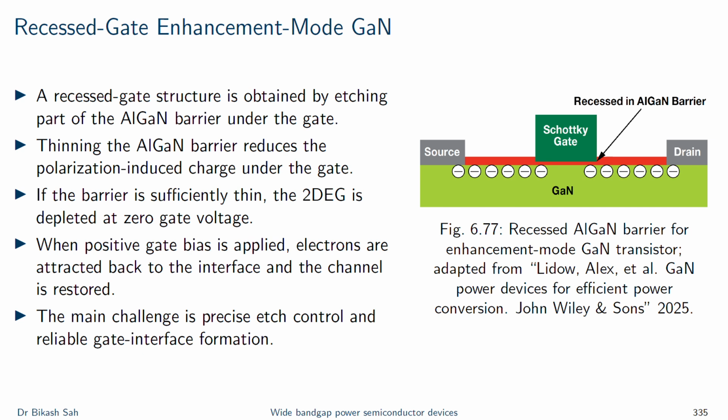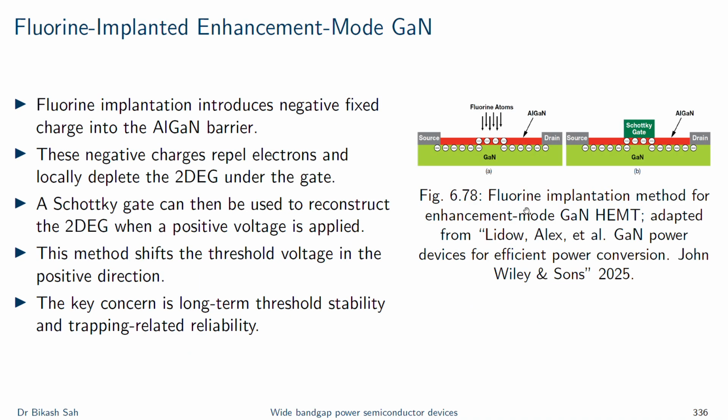The advantage is that the normally off behavior can be achieved in a compact single chip device. The challenge is still the precision, right? So the manufacturing challenge comes in there. If the recess is too shallow, the device may remain normally on. If it is too deep, you may damage it, or mobility would decrease, or the leakage would increase, and the reliability of the system itself may be under challenge. Therefore, recessed GaN is a good example of a structure where nanometer scale fabrication control directly determines the behavior of the device itself.